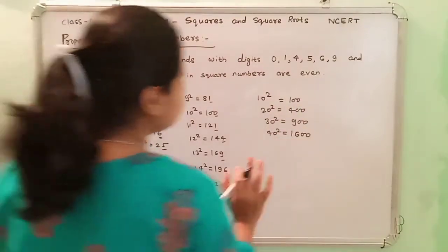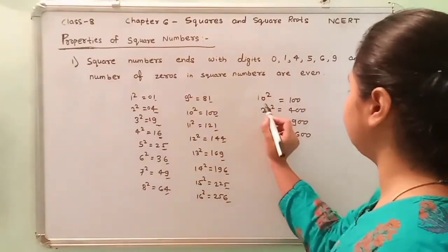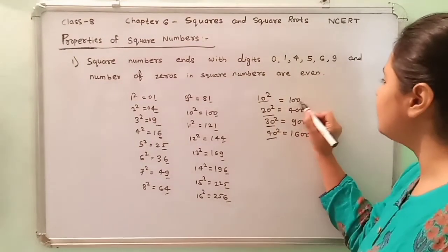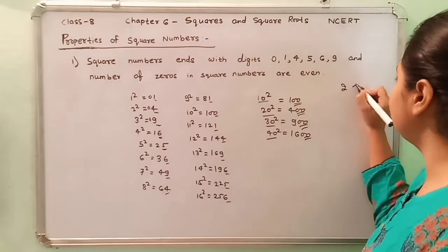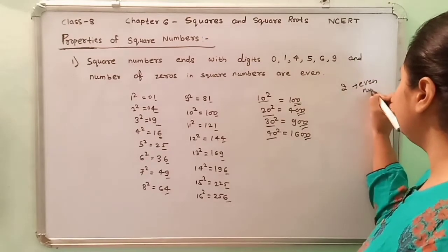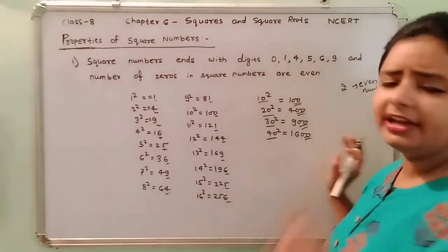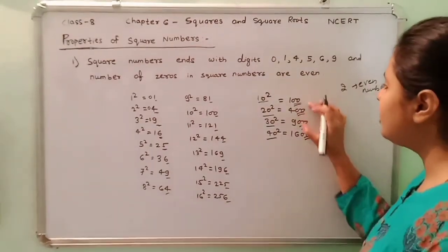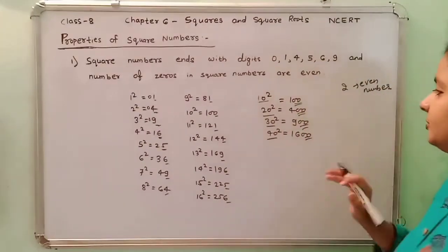तो जितने भी ये स्क्वायर आपको दिख रहे हैं, जीरो वाले नंबर के स्क्वायर, 10 का, 20 का, 30 का, 40 का, तो इनके स्क्वायर नंबर्स में क्या हो रहा है, नंबर ऑफ जीरोस 2 है और 2 कौन सा नंबर है, इवन नंबर. फाइन, जब हम किसी भी जीरो वाले नंबर का स्क्वायर करते हैं तो स्क्वायर करने के बाद उसके नंबर में भी हमारे जीरोस ऑफ नंबर इवन मिलता है.